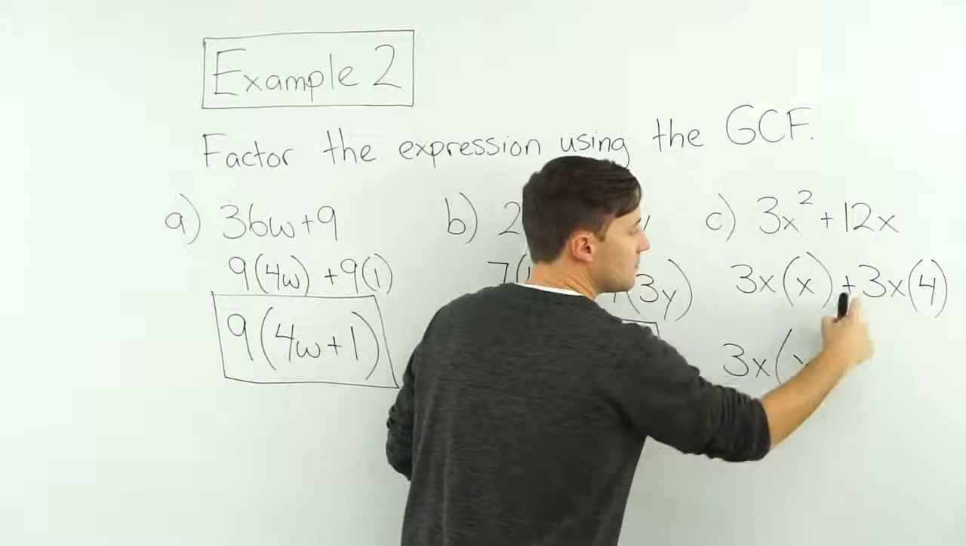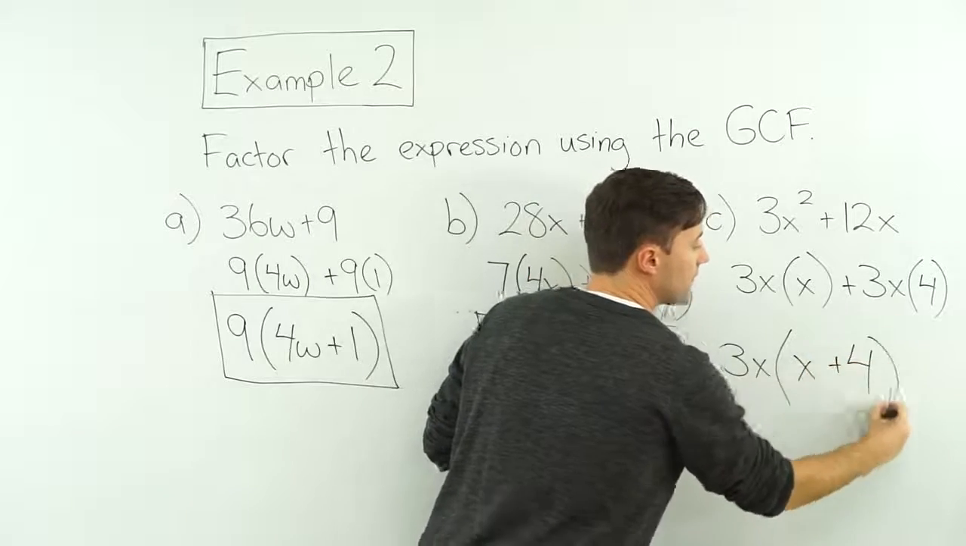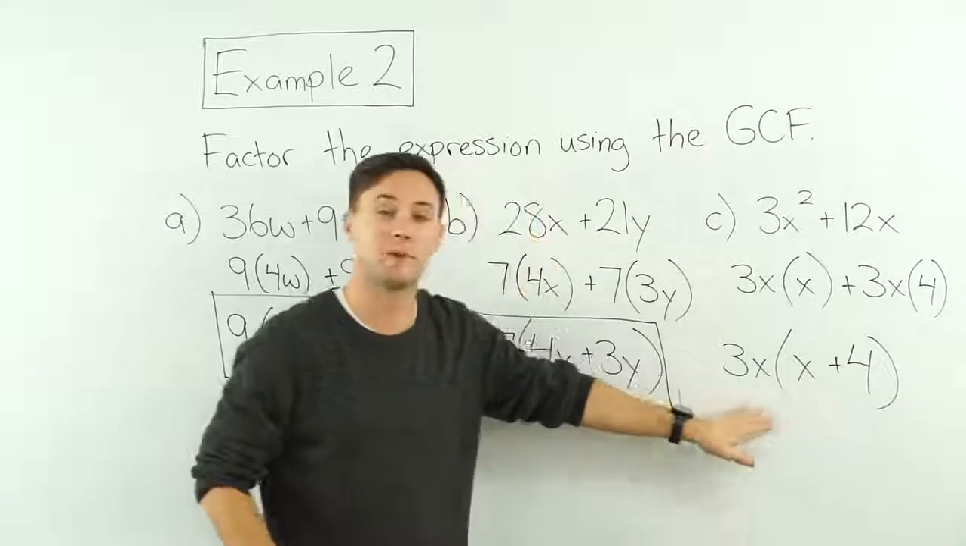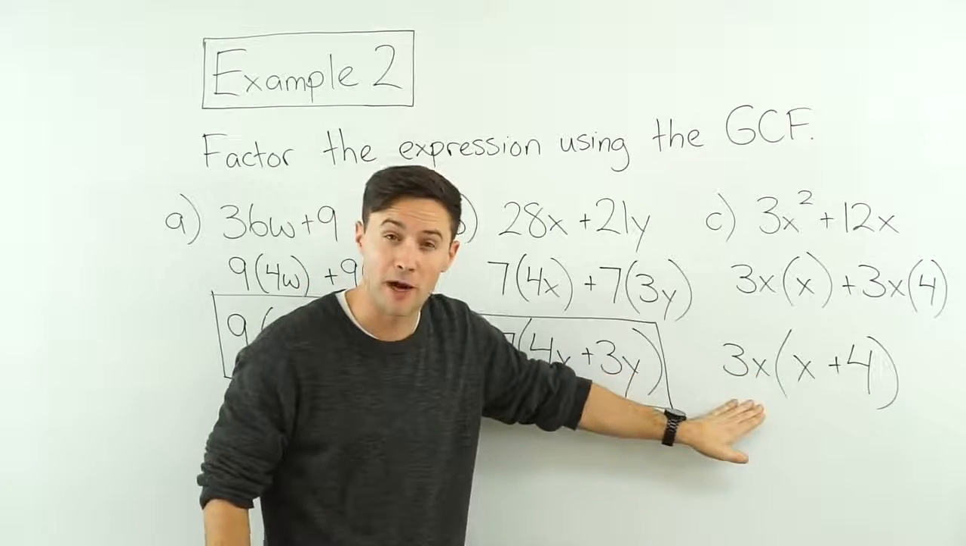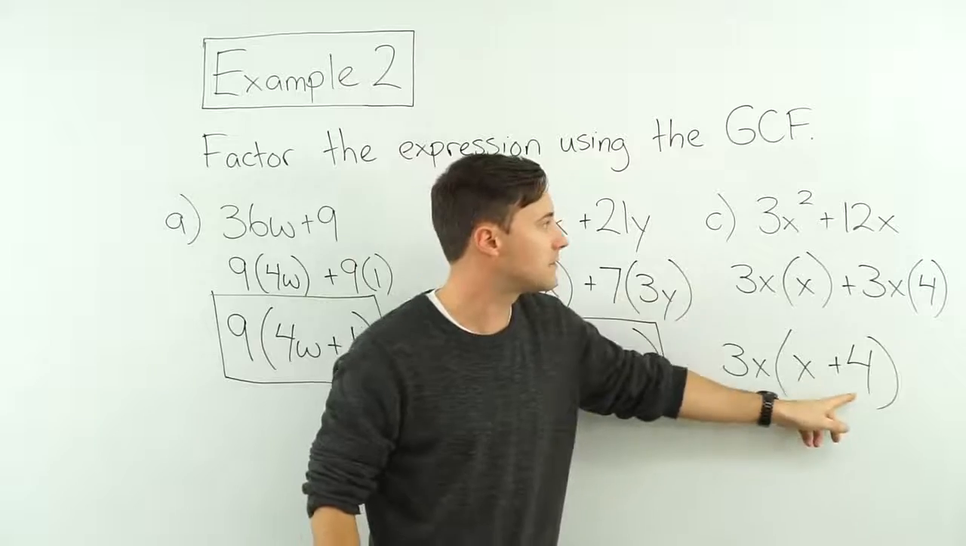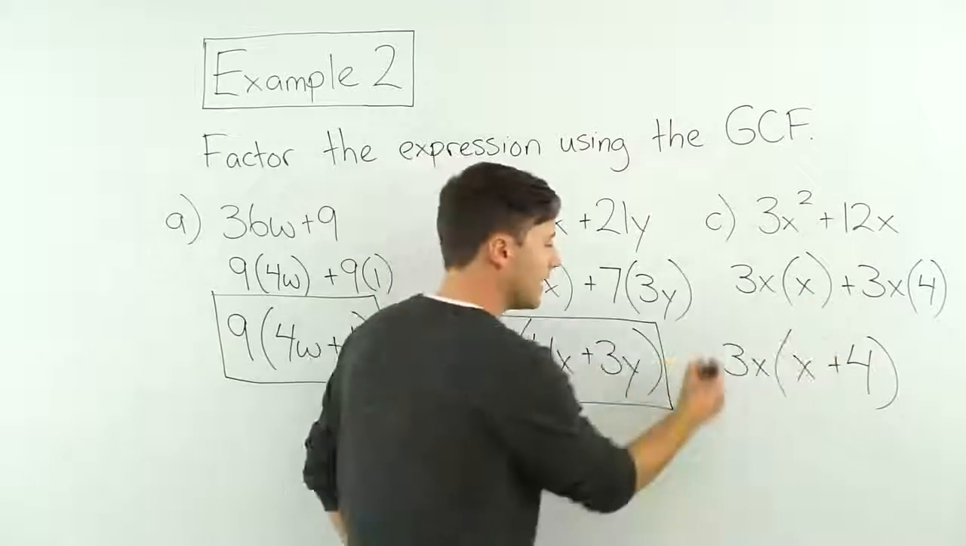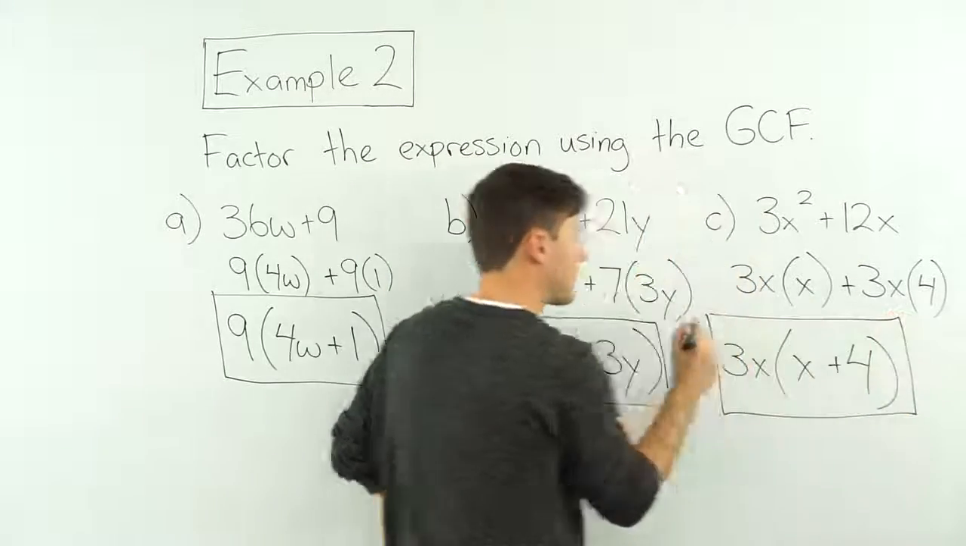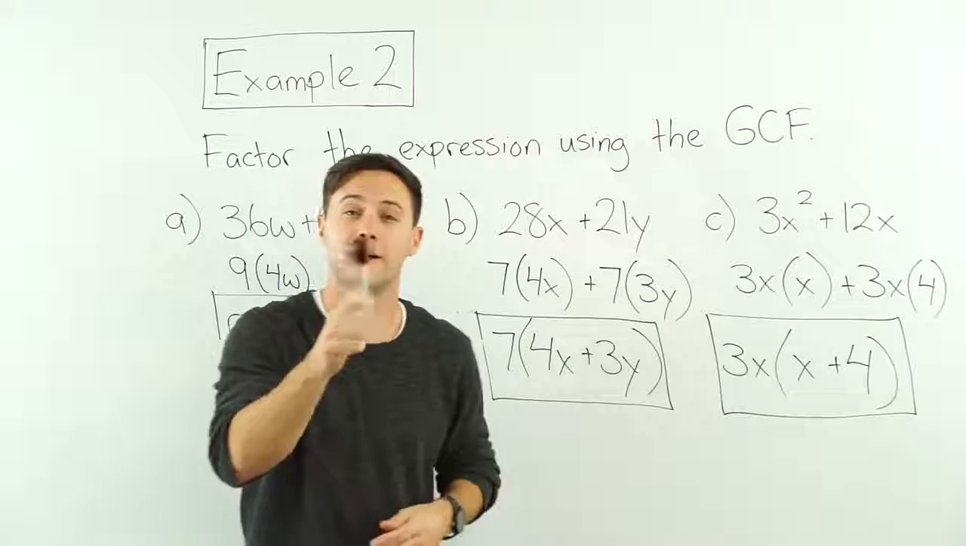The x plus 4. And before I box my answer, let me check using the distributive property. 3x times x is 3x squared. Plus 3x times 4 is 12x. Now I can box it, and I'm done. Here's some to try on your own.